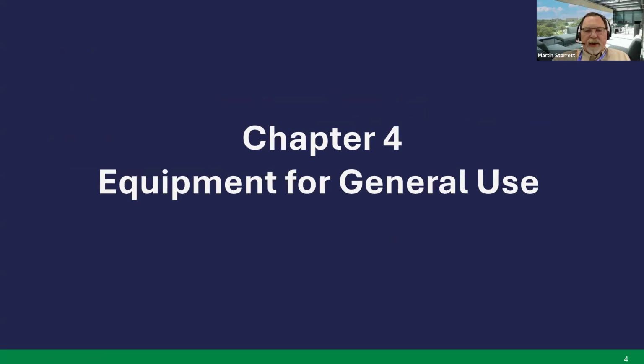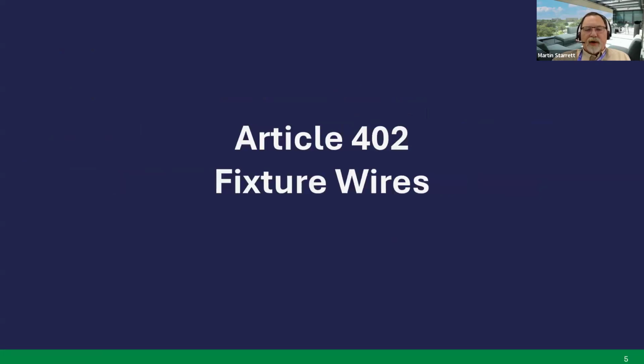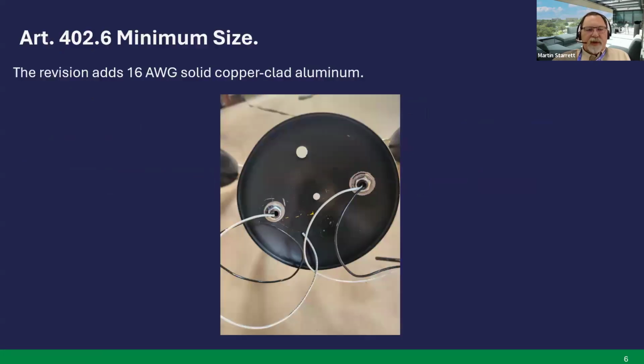So today we're going to be looking at chapter 4. This is your equipment for general use chapter. Article 402, fixture wires. So this one's 402.6 minimum size. The revision, they've added the 16 gauge solid copper clad aluminum. It's kind of the increase of the copper clad that started in 2020, moved into 2023. So we're just continuing that.